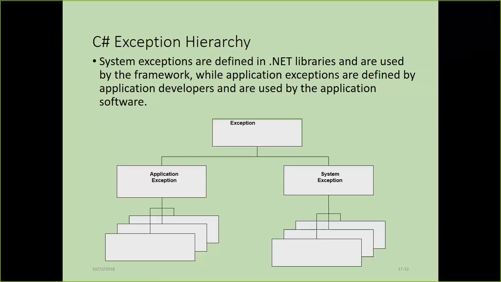And for C sharp, the exception hierarchy is like this. The top level is Exception, then it has ApplicationException and SystemException. So people who are taking the C sharp class, in your lab you will see this kind of thing. I don't have my C sharp code over here. If I get my C sharp code, then I will show you in depth.